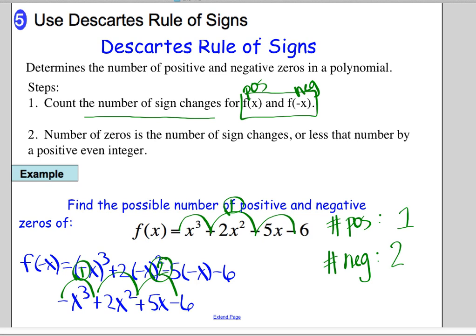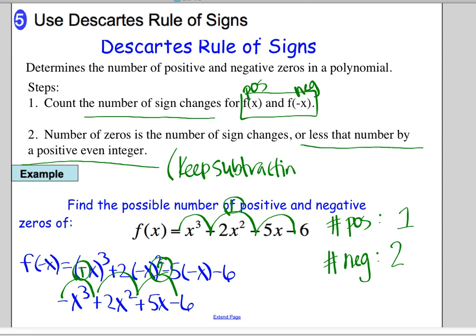If we go back for a minute to step 2, it says the number of zeros is the number of sign changes, or less than that by a positive even integer. Basically what that means is keep subtracting 2 until you get to 1 or 0. So in this case, we said there are 2 negative zeros. We can subtract 2 from that, and we get 0.